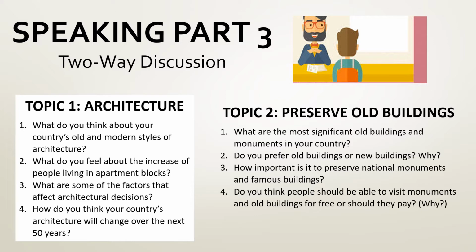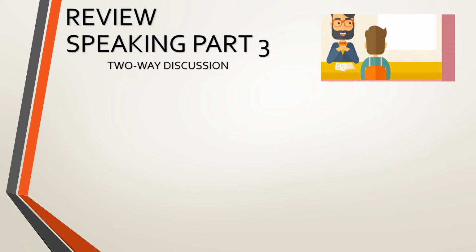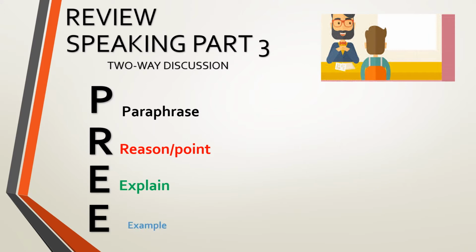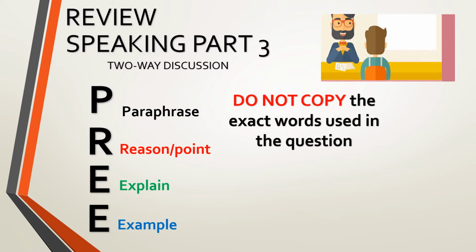But before we practice this speaking section, we will first review very quickly how to answer this IELTS Speaking Part 3. As we have learned in our previous lessons, we have been studying the PREE method in answering Speaking Part 3. Each letter stands for something: P stands for paraphrase. Then we have to give our reason or points. Then we have to explain this reason or point, and we must give our example.